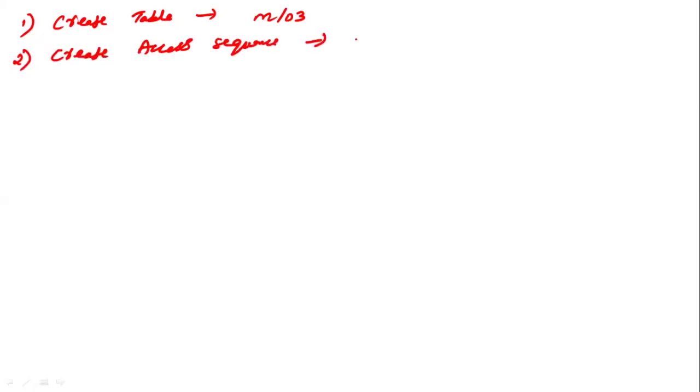So the first step is to create the table. I also mentioned the transaction here. And then you will create the access sequence. This table and access sequence is to automate the tax percentage in SAP. And the transaction is OBQ2. Then you have the condition type. This is OBQ1.